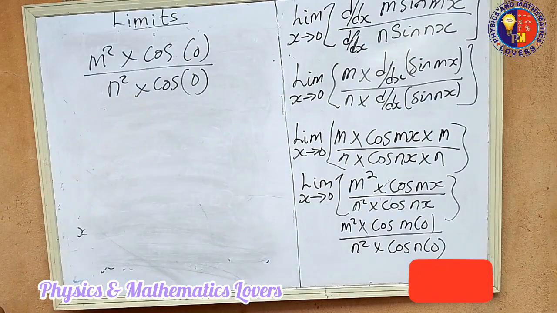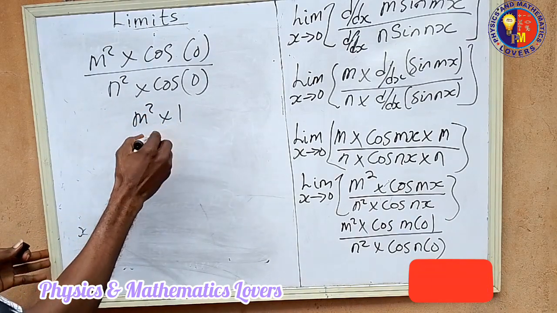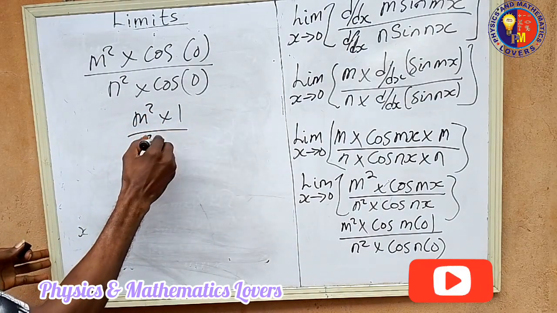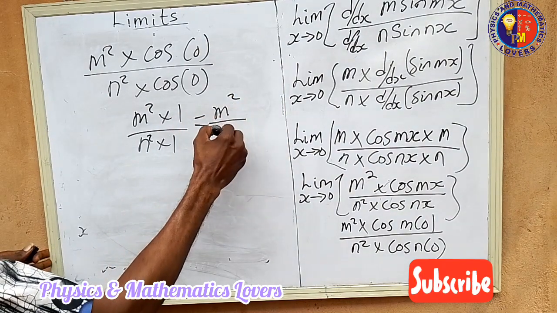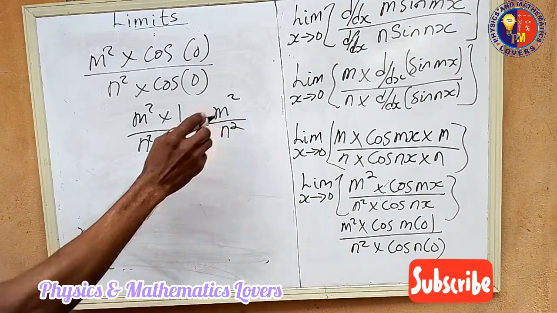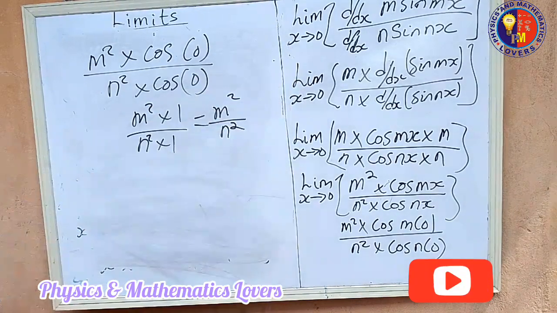So in our trigonometry, cos 0 is 1. So which means the whole of this place becomes 1. We have what? m squared times 1 all over what? n squared times 1. So our final answer becomes what? m squared all over n squared. So this is the limiting value of this question.